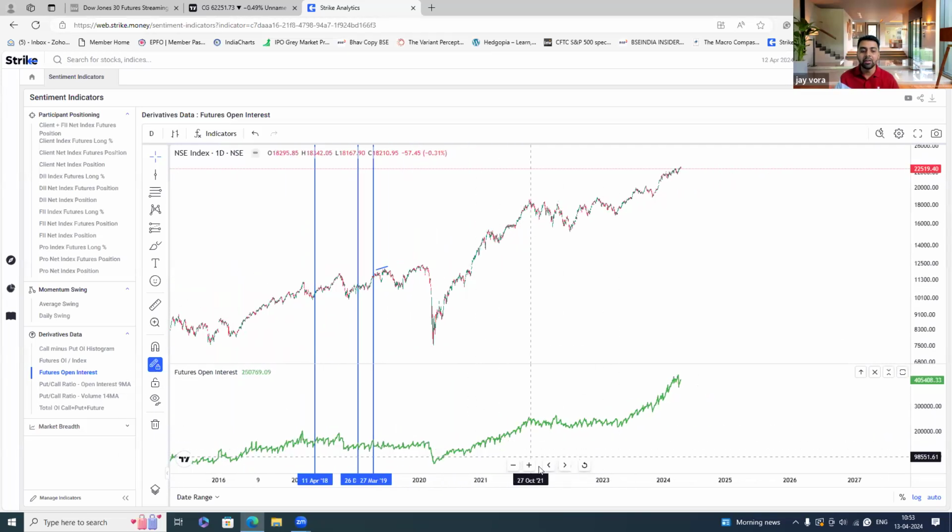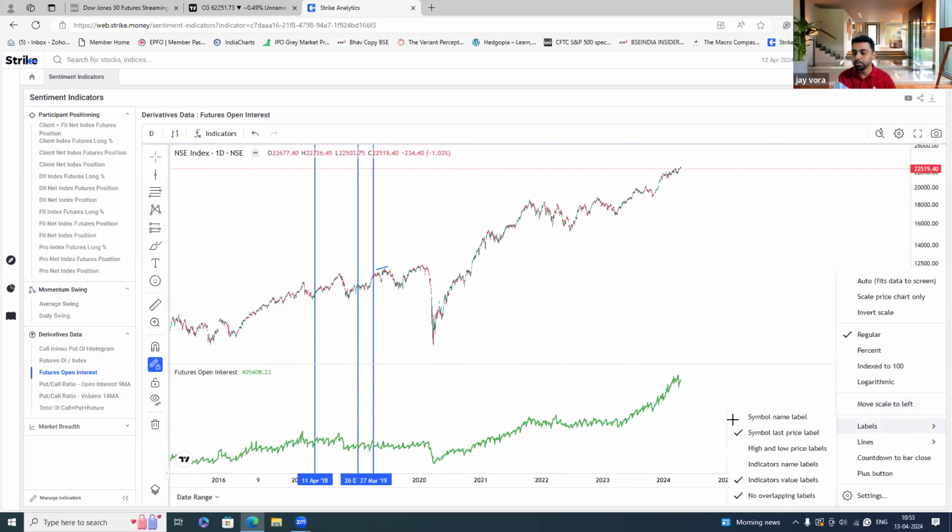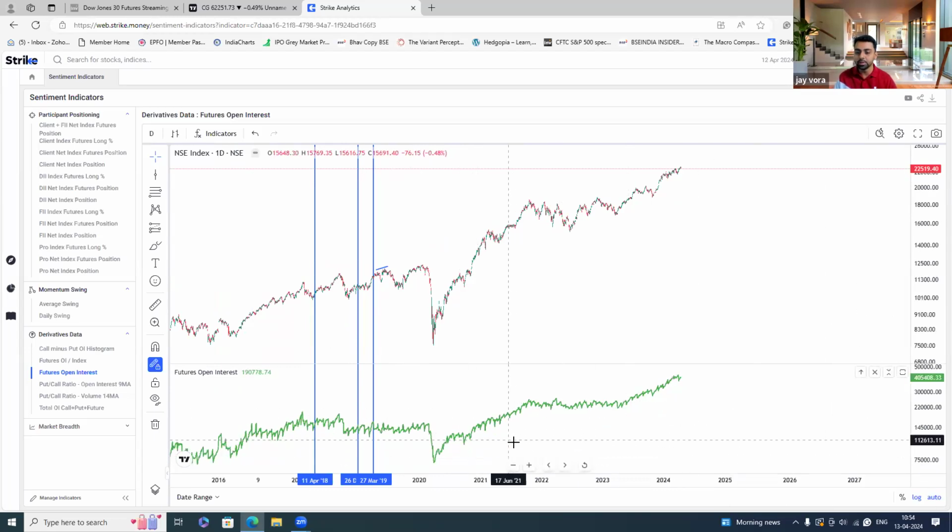So the next one that we have is the futures open interest. This is an absolute figure that we are plotting over here. And remember, I was telling you that the open interest had dropped substantially during the COVID fall, and it was because of this that we did not get a sense of true positioning of the clients, and it did not give you significant results because the volume had shrunk substantially in this part.